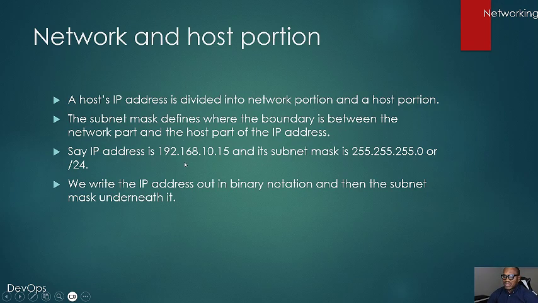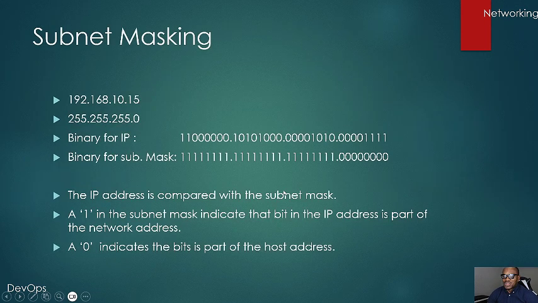So if you look at this, just like the example I used earlier, we can write the IP address out in binary notation so that we can understand it better. This is the binary representation of this IP address, and this is the binary representation of this subnet mask. And if you look at it, where this 1 is, that's where the network portion of this IP address ends, and where the 0s start is the host portion. This is the host portion. So 8 bits are used for the host, 24 bits are used for the network.